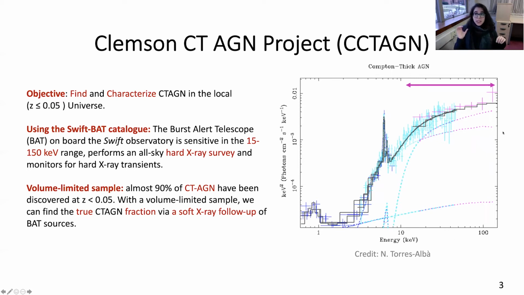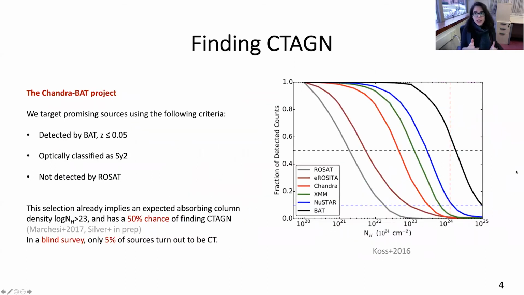And as you can see, this range is not easily obscured, even by the highest column densities in our line of sight. However, we cannot follow up every single AGN in the BAT catalog with soft X-ray observations. We need to know which AGN have a good chance of being obscured. We do this by selecting those AGN that have been previously classified in optical as Seyfert 2 AGN and that are at the same time not detected by ROSAT. As you can see in this plot, sources that are not detected by ROSAT have already a good chance of having column densities higher than 10^23.